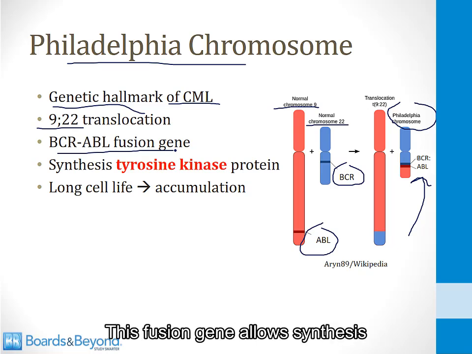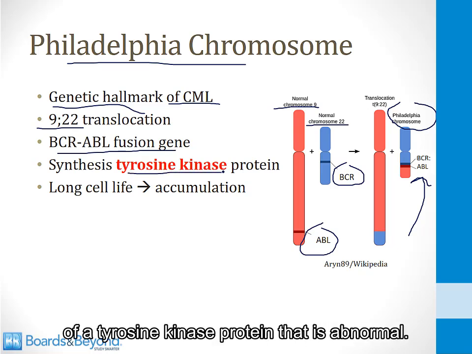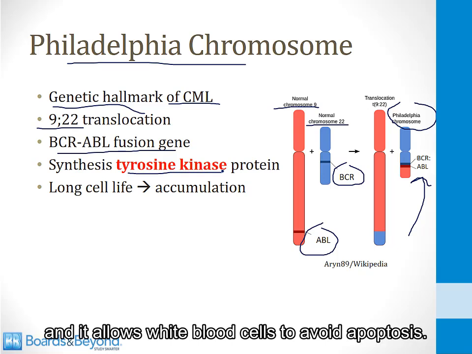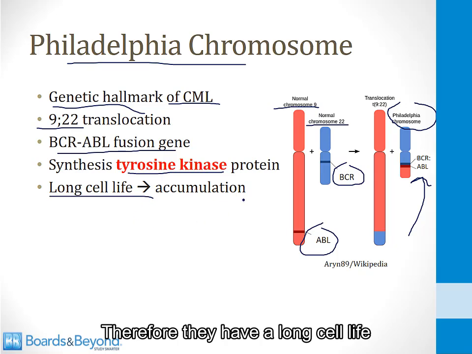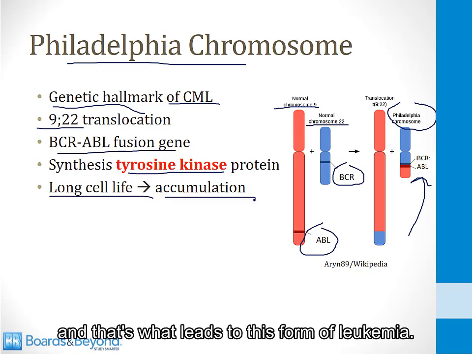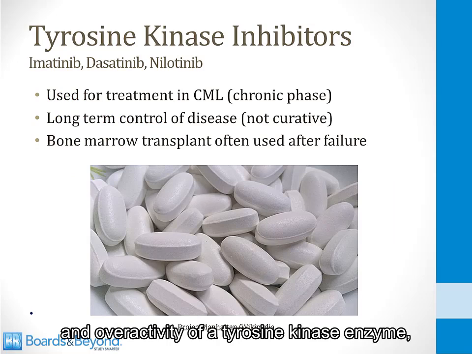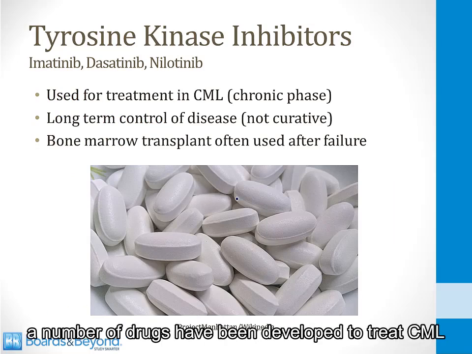This fusion gene allows synthesis of a tyrosine kinase protein that is abnormal. Basically, this tyrosine kinase protein is constitutively active, and it allows white blood cells to avoid apoptosis. Therefore, they have a long cell life and they accumulate in the bloodstream, and that's what leads to this form of leukemia.